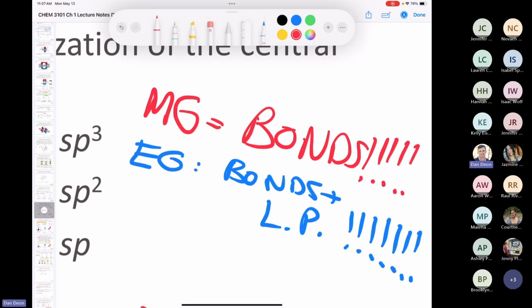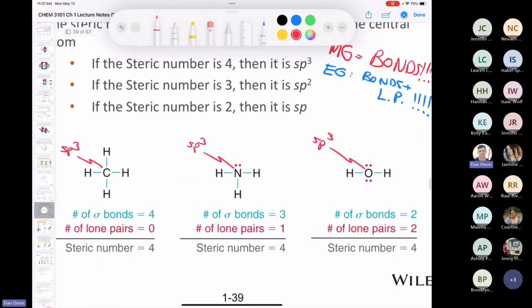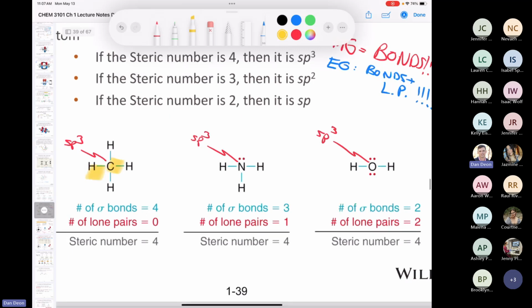Okay, molecular geometry considers only what? Bonds. Is a lone pair a bond? No, it is not a bond. Electron geometry considers bonds and lone pairs. So if you look at all 3 of these, they all have a tetrahedral electron geometry. Why? Because methane has 1, 2, 3, 4 bonds. That means it's got a tetrahedral electron geometry.